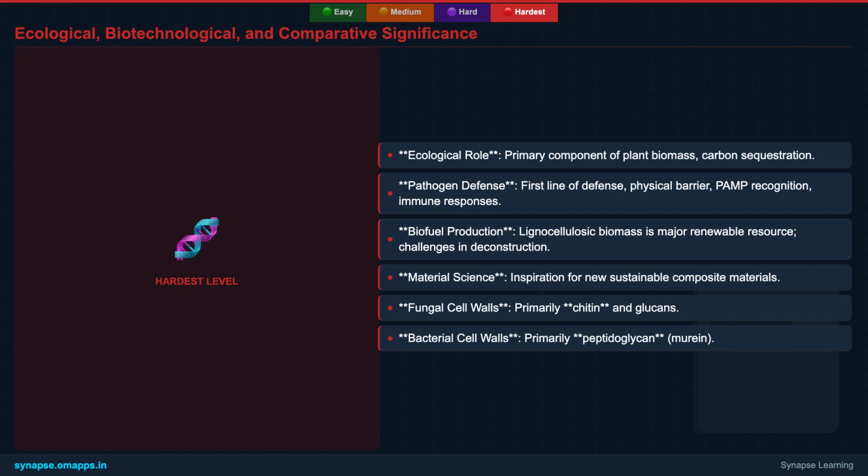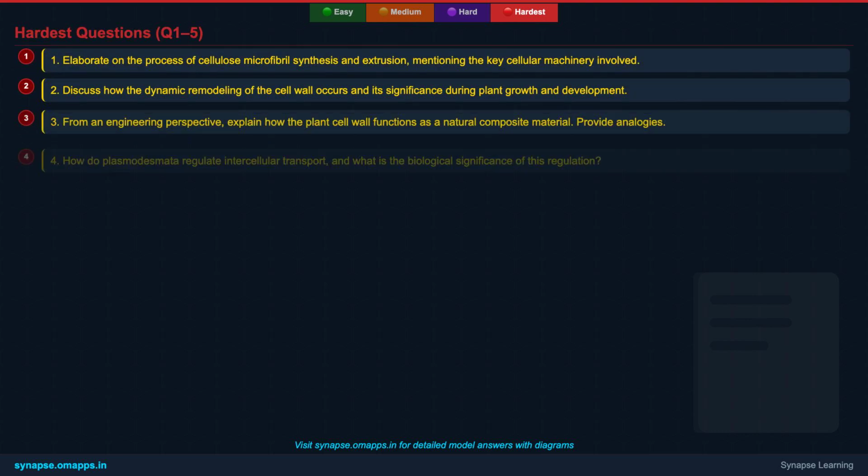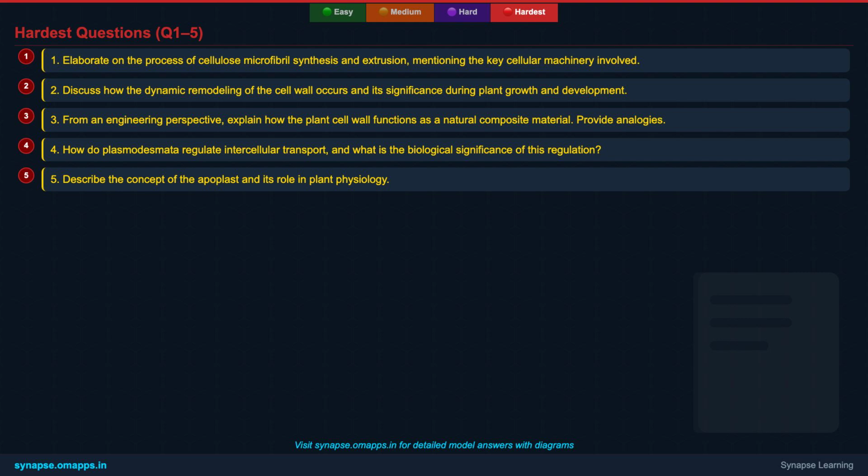Now for the ultimate test of your knowledge. Here are the first 5 challenging questions at the hardest level. Elaborate on the process of cellulose microfibril synthesis and extrusion, mentioning the key cellular machinery involved. Discuss how the dynamic remodeling of the cell wall occurs and its significance during plant growth and development.